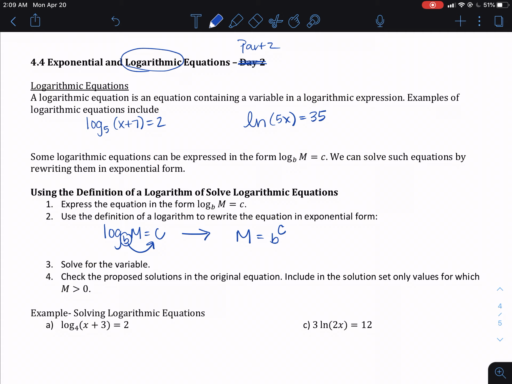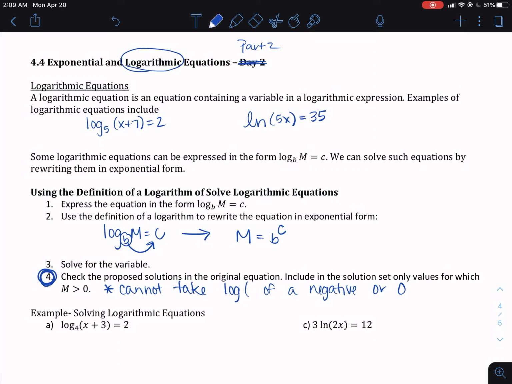One of the things we have to be careful about with our logarithmic equations is that we always have to check our solution, because remember we cannot take the log of a negative or 0. If you would rather figure out what x cannot equal at the beginning, that's fine. I suggest you just always check.